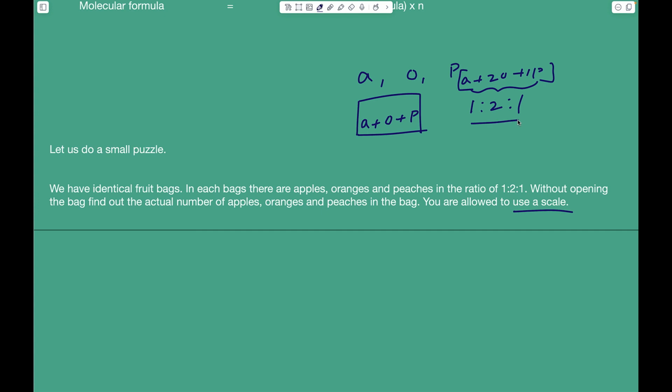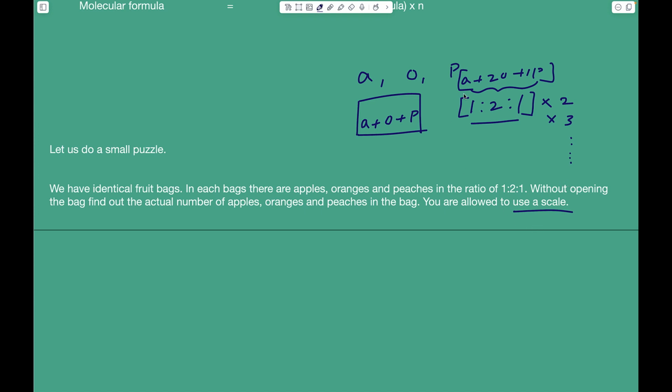Now what does this ratio guarantee us? It guarantees that in this bag either there is 1 such unit, or there may be 2 such units, or 3 such units, and so on.